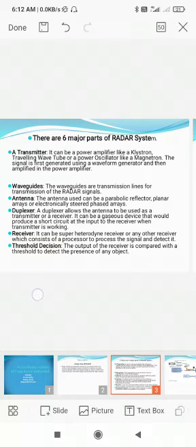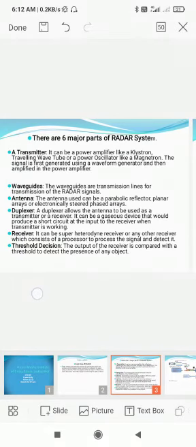So students, second is the waveguide. The waveguides are the transmission lines for the transmission of the radar signals. And third one is the antenna. The antenna can use parabolic reflectors, planar arrays or electronically steered phased arrays.